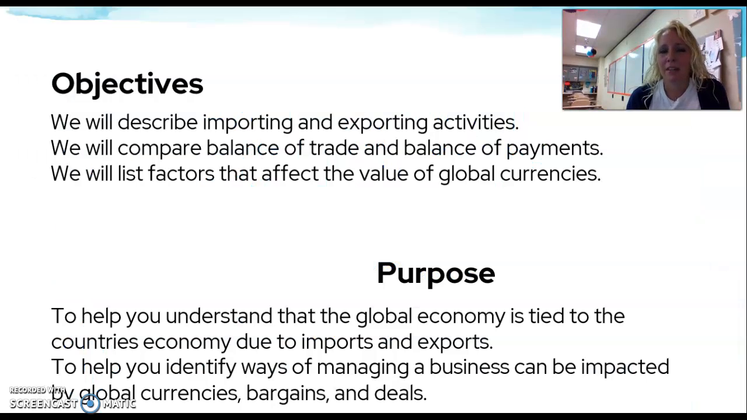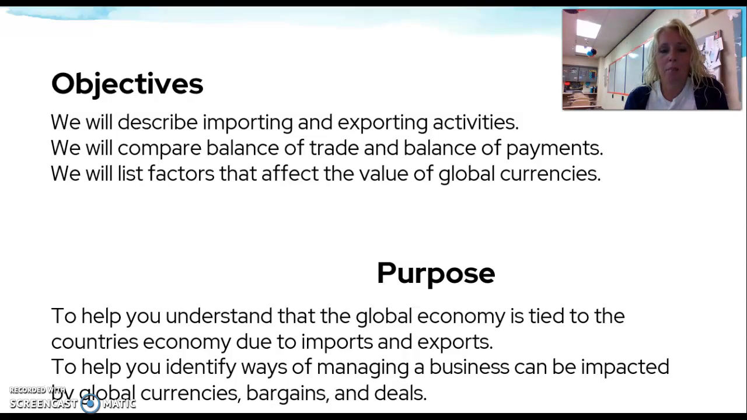Some of our objectives and purposes remain the same as they have the last few days. We are getting ready for our first project in here. Our objectives are to describe importing and exporting activities, which we've kind of finished up on, but they are going to play into what we're talking about today. Compare balance of trade and balance of payments, and list the factors affecting the value of global currencies. All of that is playing into international business.